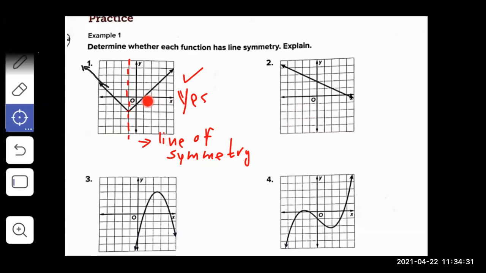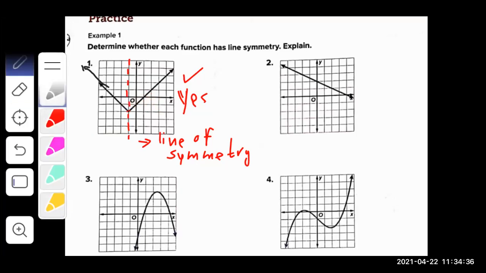Is it negative two? Negative one. Yes, it's negative 1. X equals negative 1.